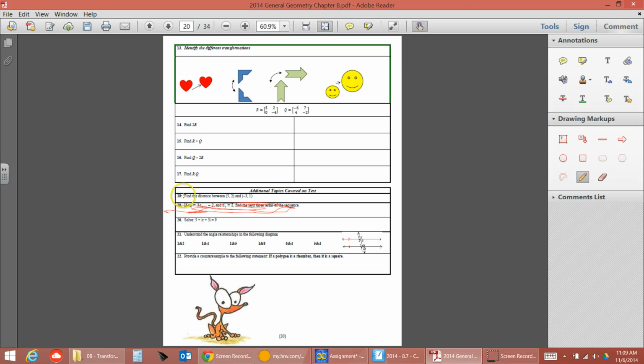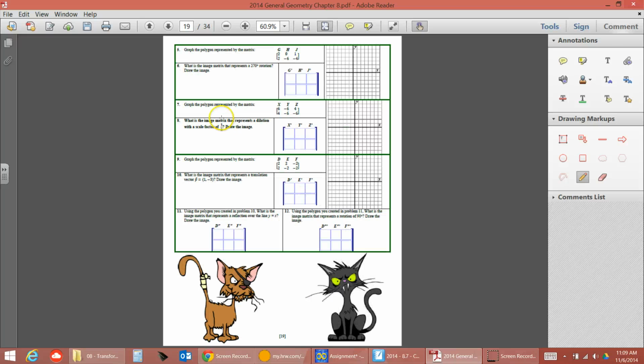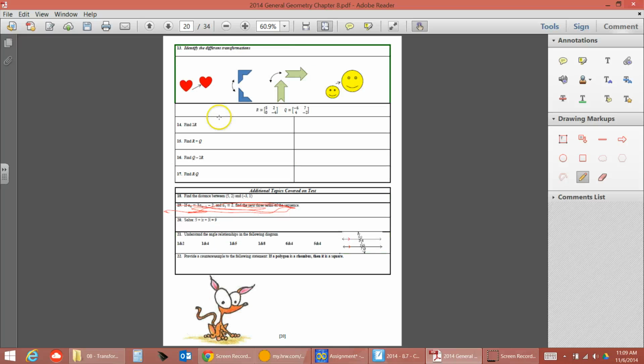Understanding the angle relationships, this we covered, this was chapter 2. And then provide a counterexample, that comes from chapter 3 or 4, I believe. Counterexamples are true for the first part, but false for the second part. Okay, and then you start in there. So these 3 pages here are your review worksheet. Make sure you get them all done before tomorrow.